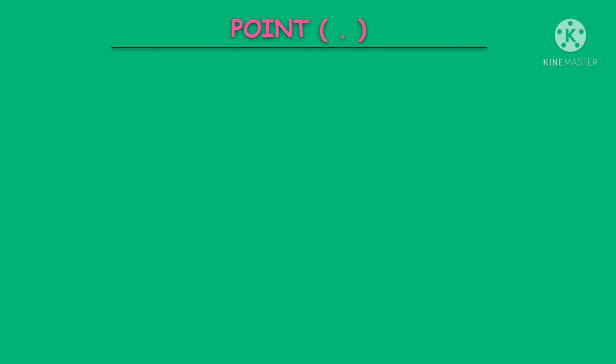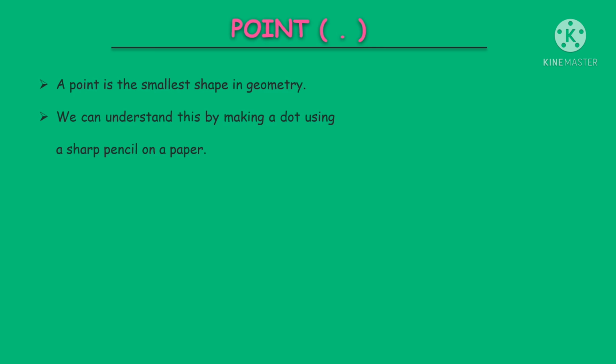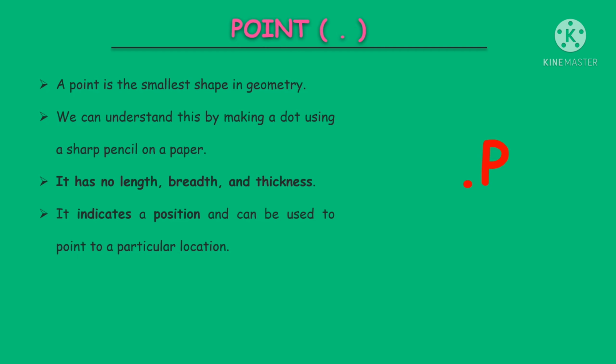Point. A point is the smallest shape in geometry. We can understand this by making a dot using a sharp pencil on a paper. It has no length, breadth and thickness. A point indicates a position and can be used to point a particular location. It is named by a capital letter of English alphabet. This is point P.